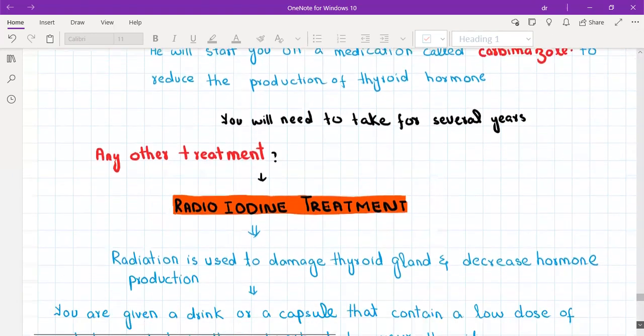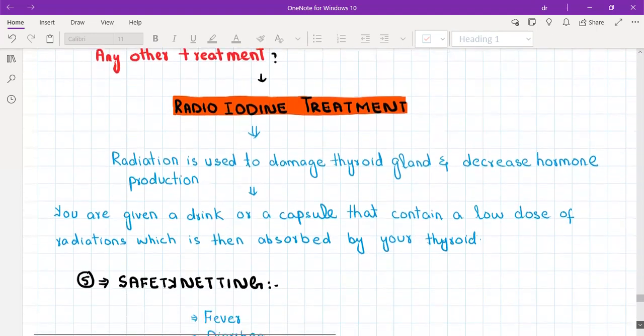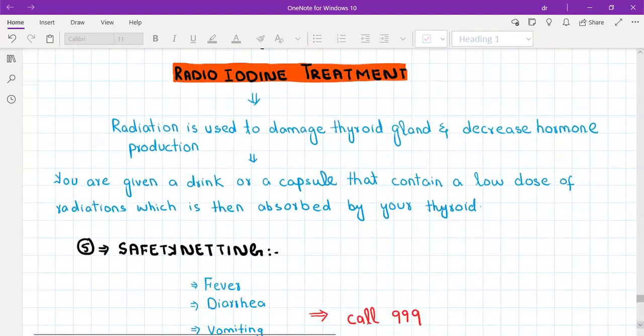So radioiodine treatment, how you are going to explain it to the patient. Radiation is used to damage the thyroid gland and decrease hormone production. Okay, so you'll tell the patient that in this treatment, we use radiation to damage the thyroid gland and decrease the production of hormone. You will be given a drink or a capsule that will contain a low dose of radiation that will then be absorbed by your thyroid gland and will slowly destroy it in order to decrease the production of hormone.